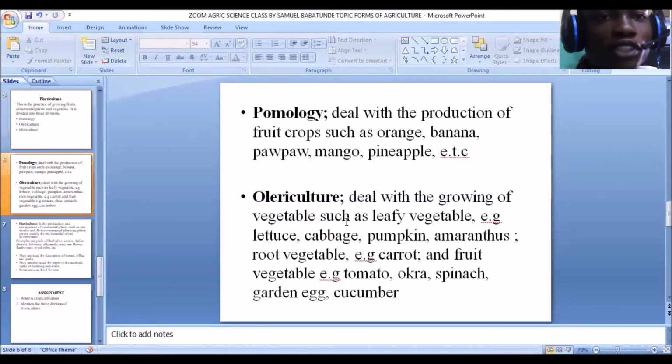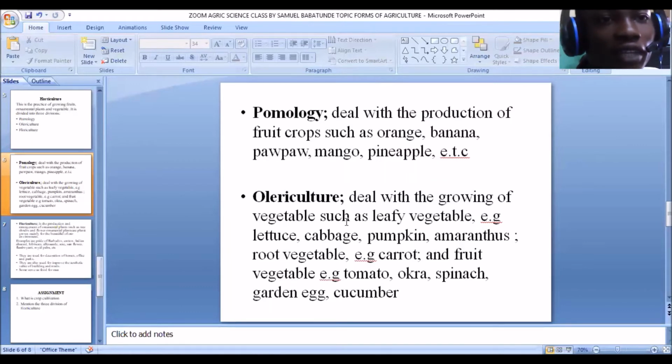What is pomology? Pomology is one of the divisions of horticulture, and pomology deals with the production of fruit crops. Remember, horticulture is the practice of growing of what? Fruit crops, ornamental plants, and vegetables. Now, pomology is a division of horticulture that deals with the production of fruit crops such as orange, banana, pawpaw, mango, pineapple, and so on. You can see it now.